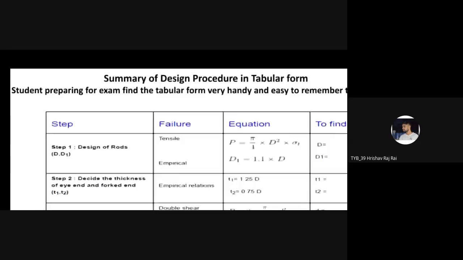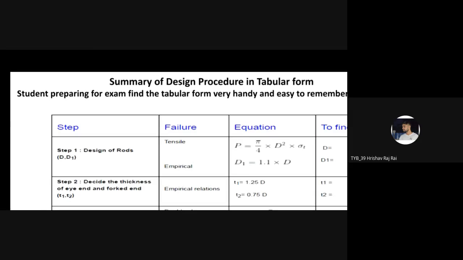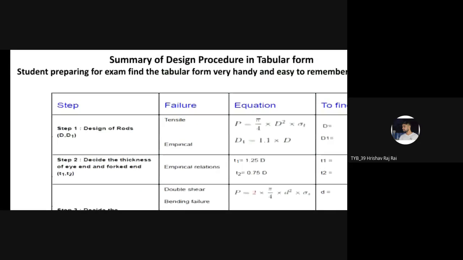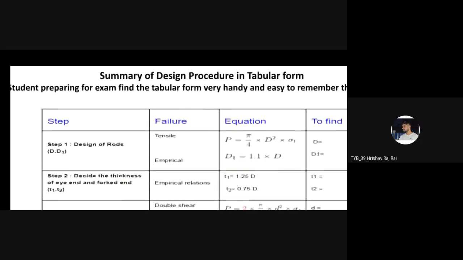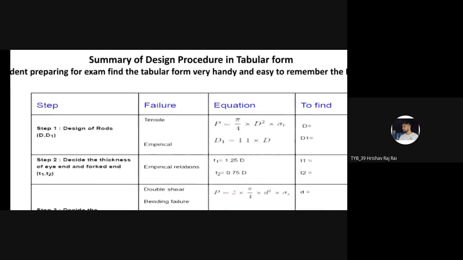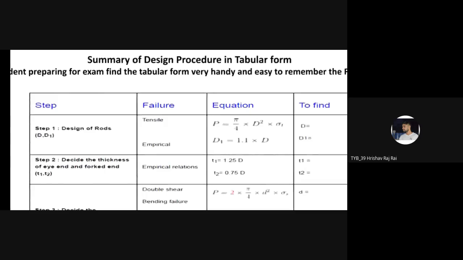In this table we can get all the steps which are involved in this design, then the criteria for the failure which we have considered at that place, also the mathematical equation which we have derived. And finally, what value we are going to get from that step, from that criteria, is written in this table. Now, step number one is that we are going to design the rod diameter.